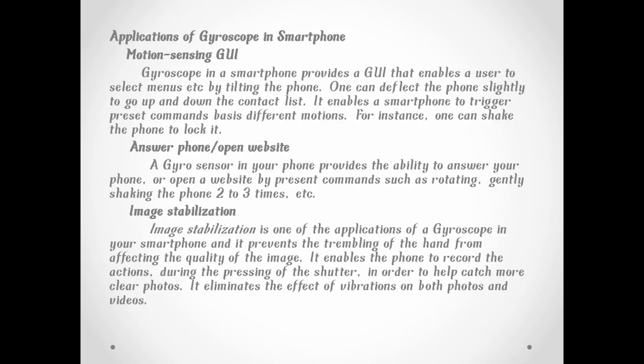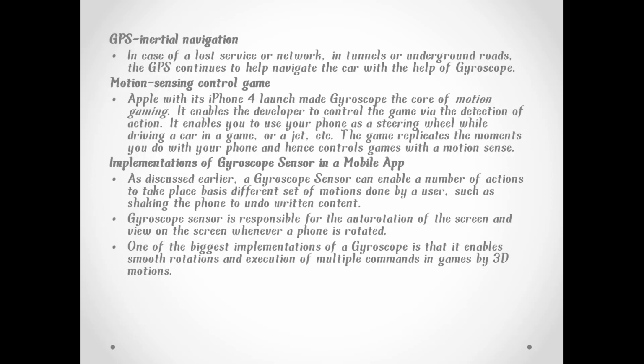Image stabilization. Image stabilization is one of the applications of a gyroscope in your smartphone, and it prevents the trembling of the hand from affecting the quality of the image. It enables the phone to record the actions during the processing of the shutter. In order to help you capture clearer photos, it eliminates the effect of vibrations on both photos and videos.